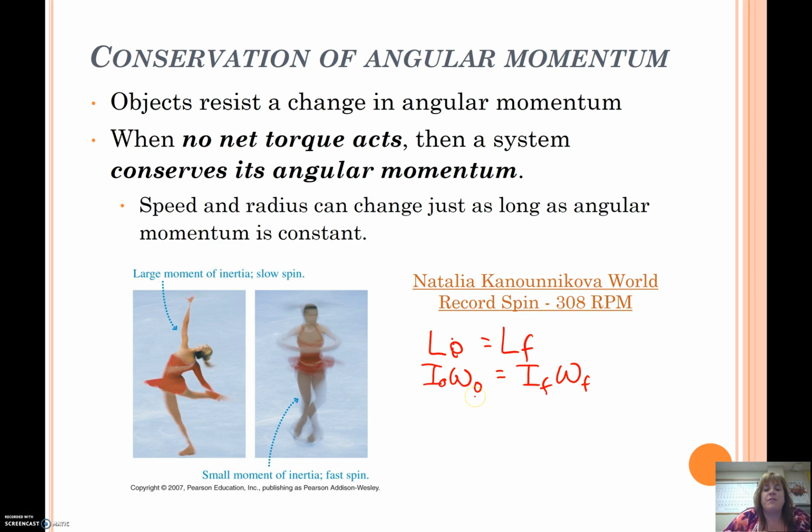So if I'm spinning with my arms out initially, and I pull my arms in, that means my rotational inertia goes down. Therefore, my rotational speed or angular velocity has to increase, because the product has to equal a constant value. So ice skating is a classic example of conservation of angular momentum.